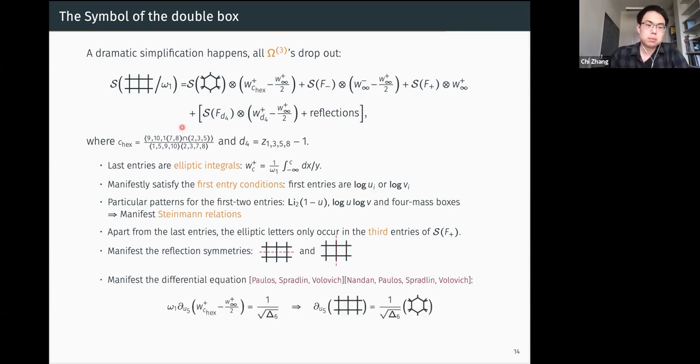Recall that the derivative of the double box integral with respect to U5 gives the 1-loop Hessian integral, and our symbol also manifests this result. Of the 7 last entries, only the first one depends on U5, and the 3 symbols associated with it are exactly the symbol of the Hessian integrals. So in this way, this differential equation becomes an immediate result of our symbol.